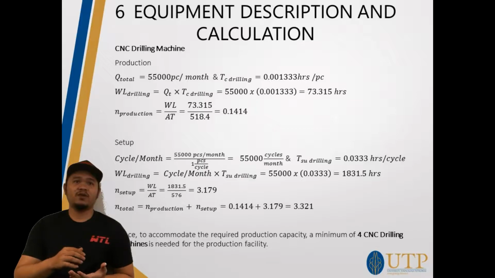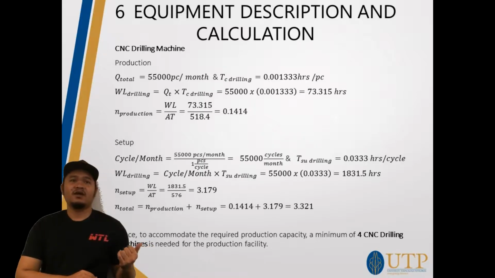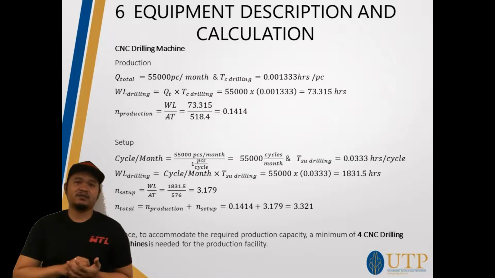And when talking about the CNC, end production is 0.1414. Then for setup we get 3.179. Then we add both of them, the production and setup, and we get 3.321. So bare minimum for production we need 4 CNC.